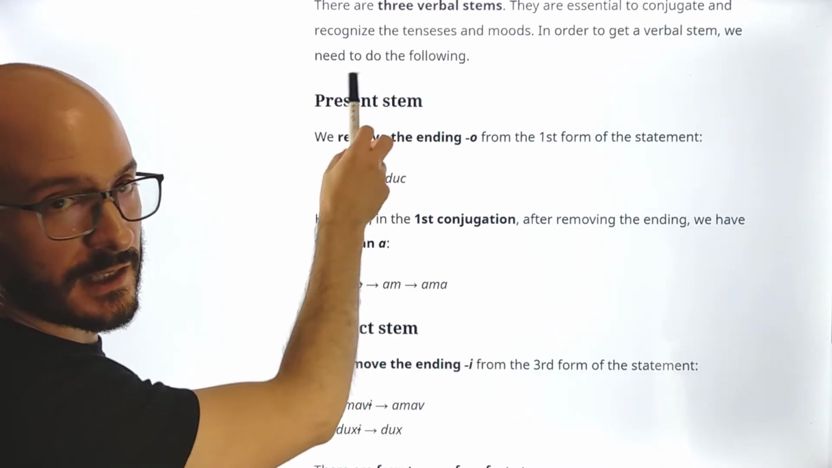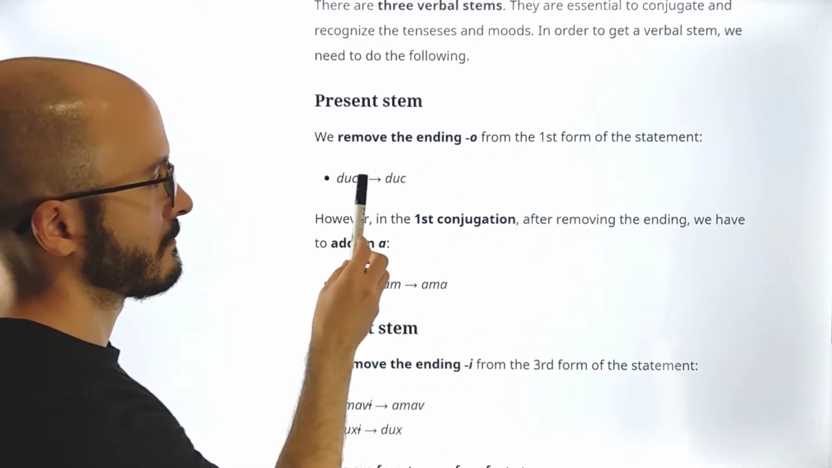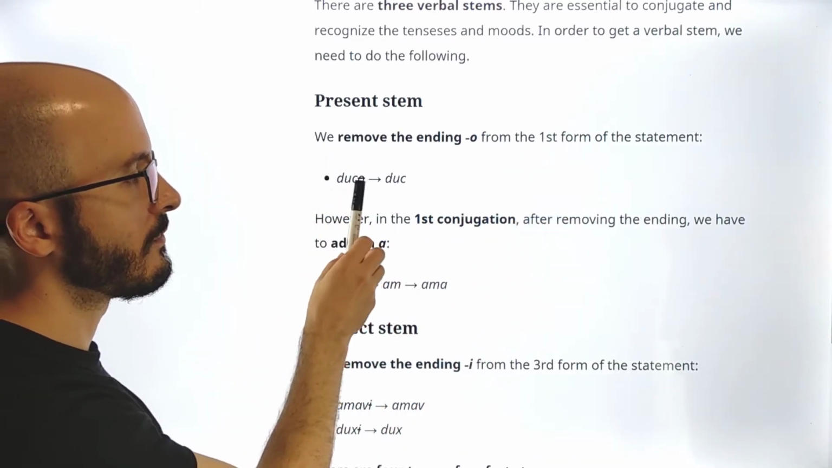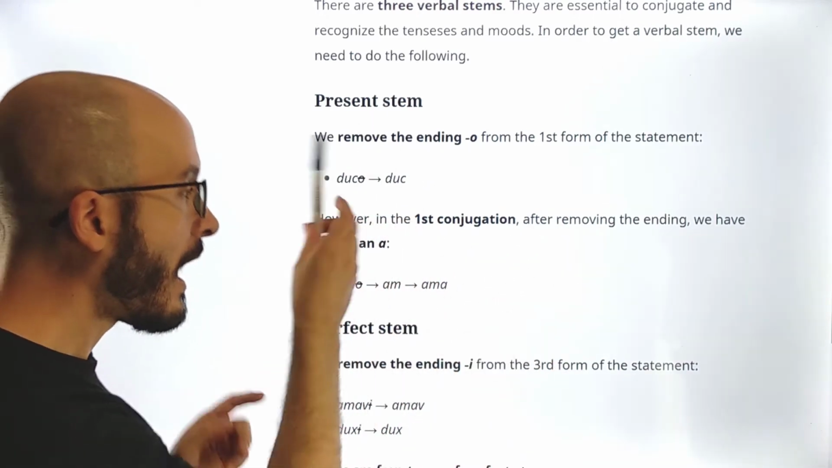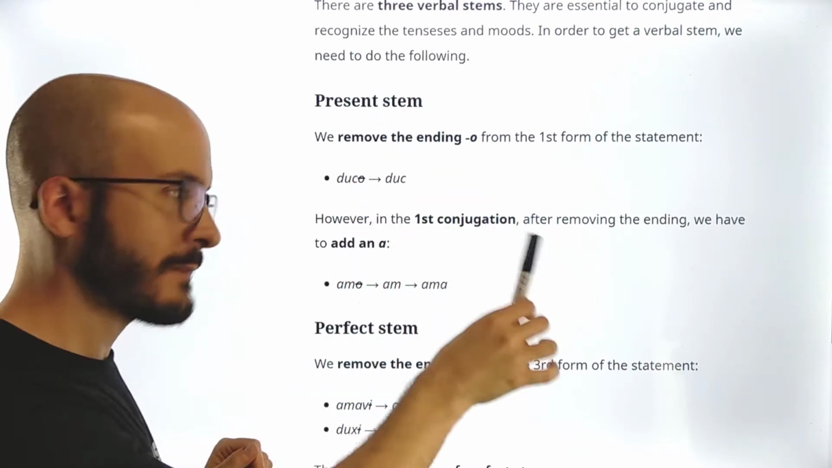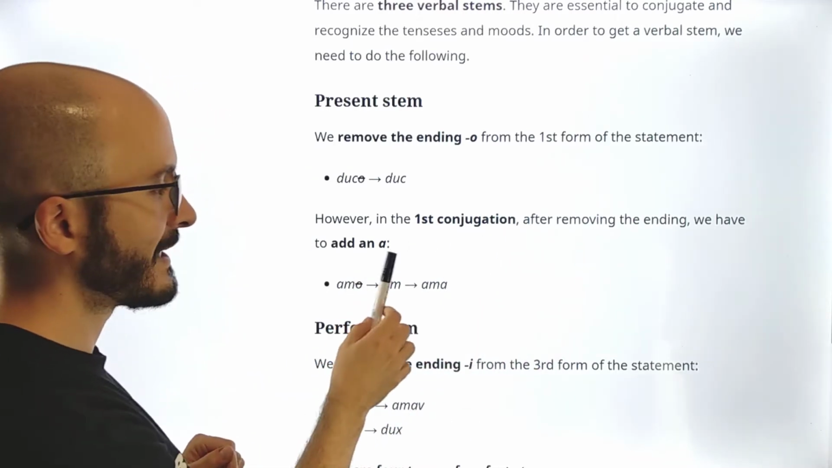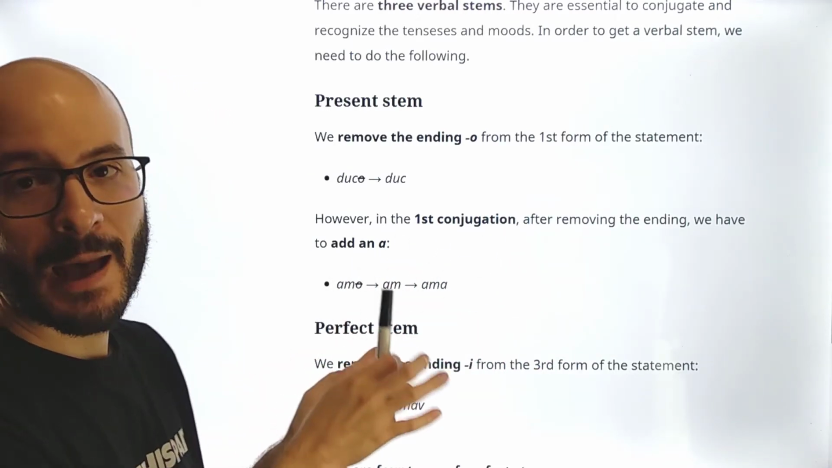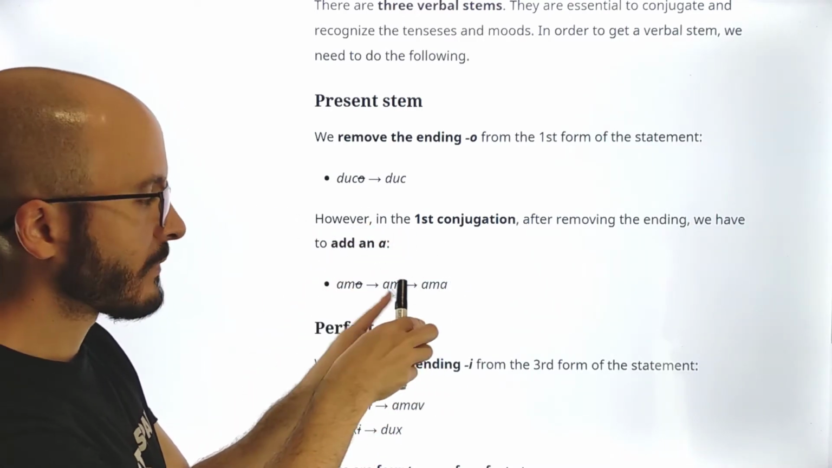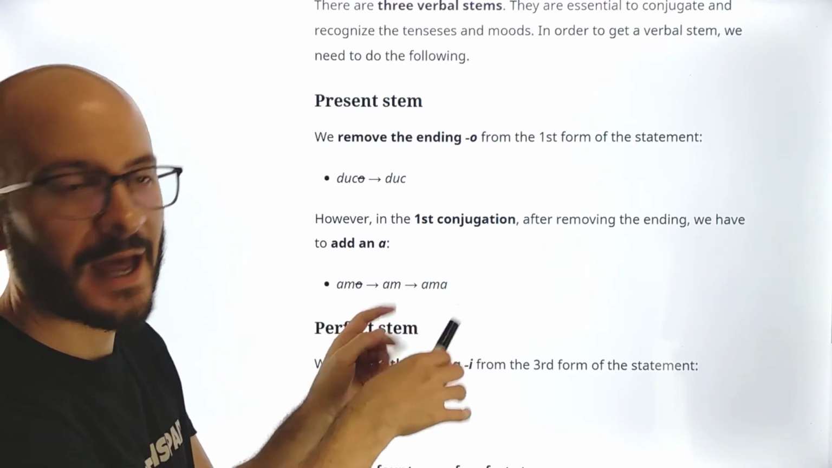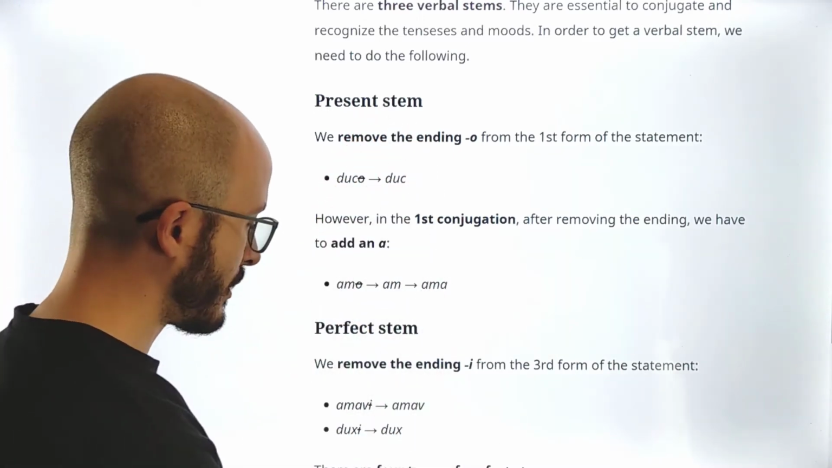To get the present stem, we remove the ending o from the first form of the statement. So for example, we have duco, we remove the o and we get duc. Okay, so this is the present stem, quite easy, no? However, in the first conjugation there is an exception, because after removing the ending, we have to add an a. So if we say amo, we remove the o and we get am, but this is not the stem. To am, we have to add a, and now this is the present stem in the first conjugation. Okay, that was kind of easy.